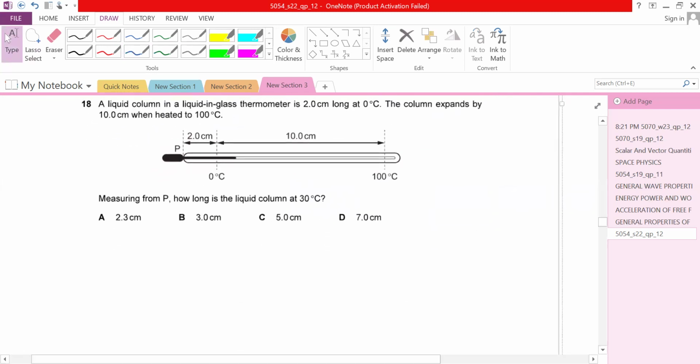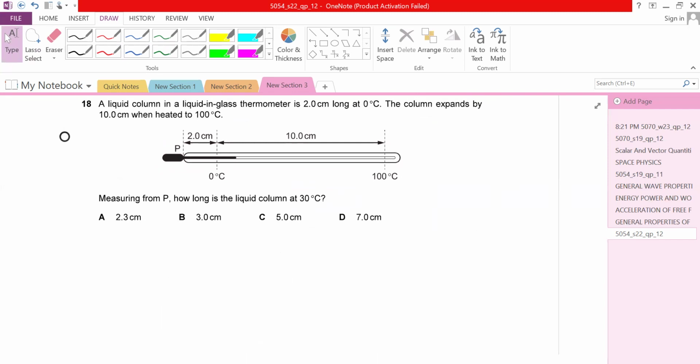Question number 18. A liquid column in the liquid in glass thermometer is 2 centimeter long at 0 degrees, and the column expands to 12 centimeter when heated to 100 degrees Celsius. Measure from P, how long is the liquid column at 30 degrees Celsius?